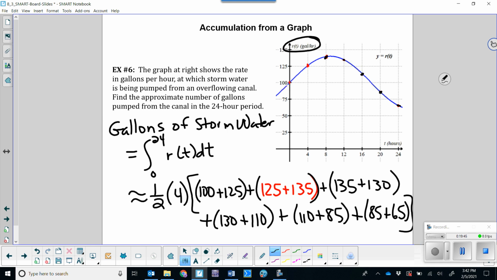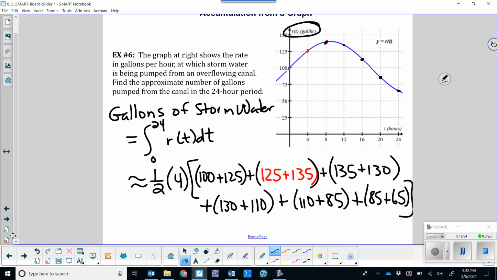Okay, and again, if this was a free response question, you would be finished. You would put, it says gallons of storm water, so you could just write the word gallons at the end of this and you're good.